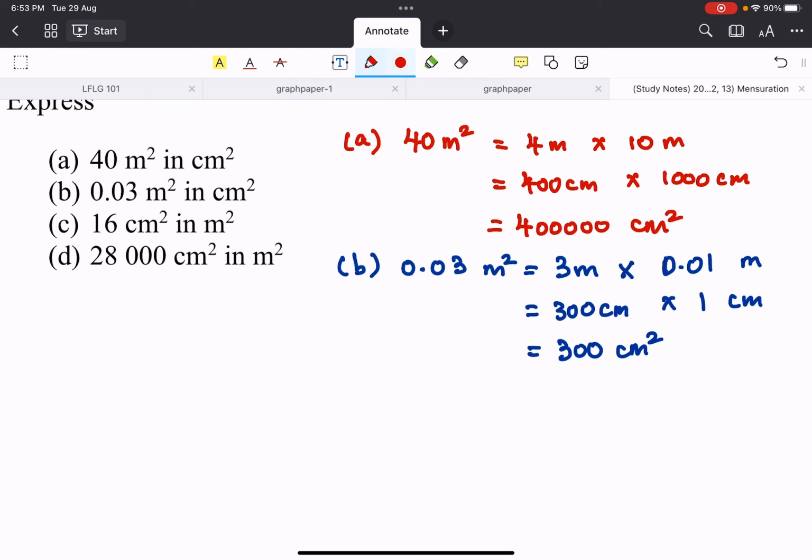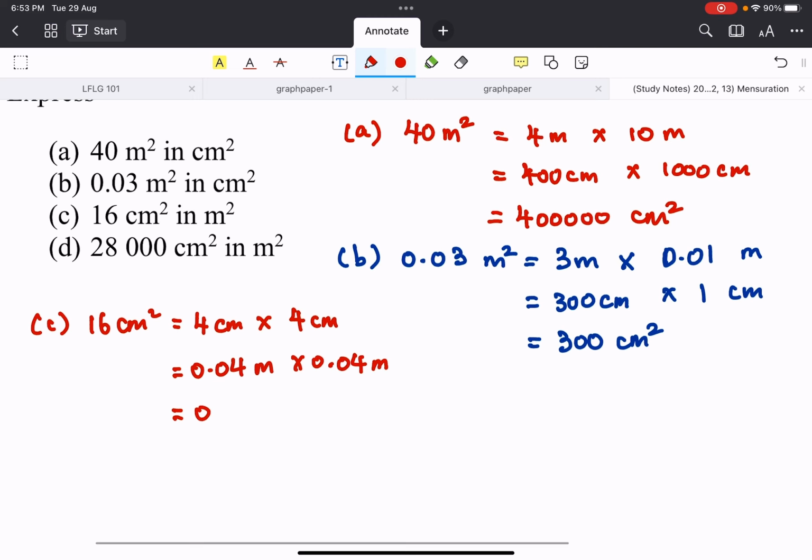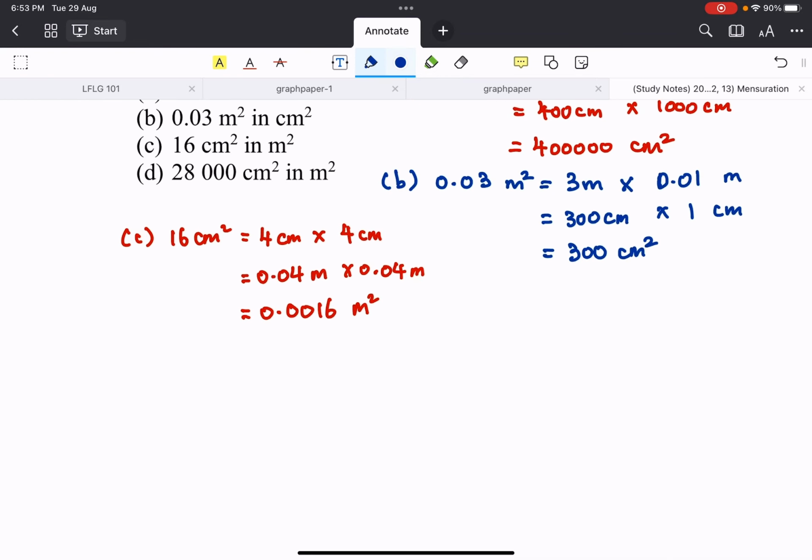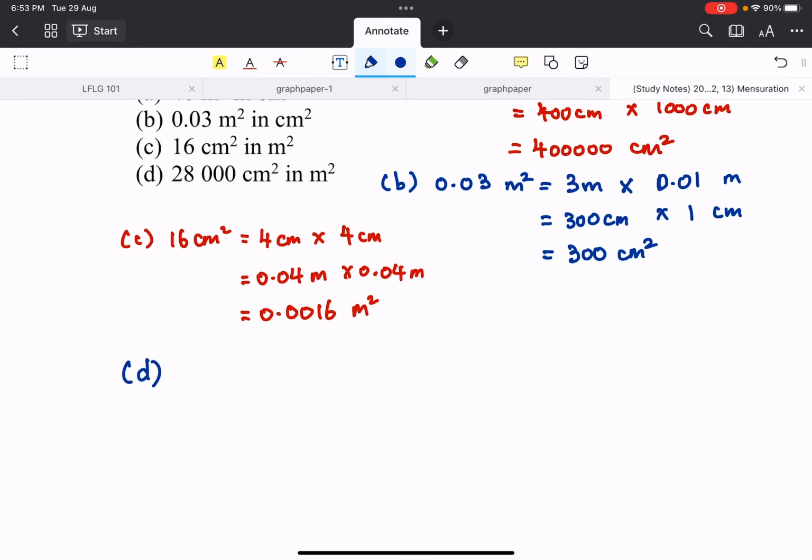So let's change the color again. Part C, now we have 16 square centimeters. What I can do is 4 centimeters by 4 centimeters. You can also do 1 by 16 or 2 by 8, they work fine. So this gives me 0.04 meters by 0.04 meters, and then use the calculator, put them back together, you'll get 0.0016 square meters.